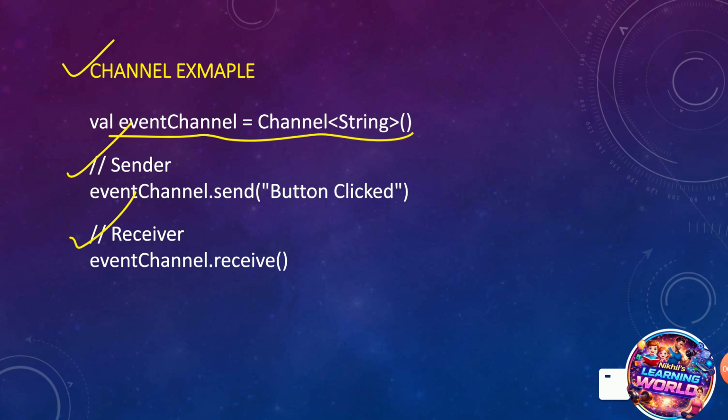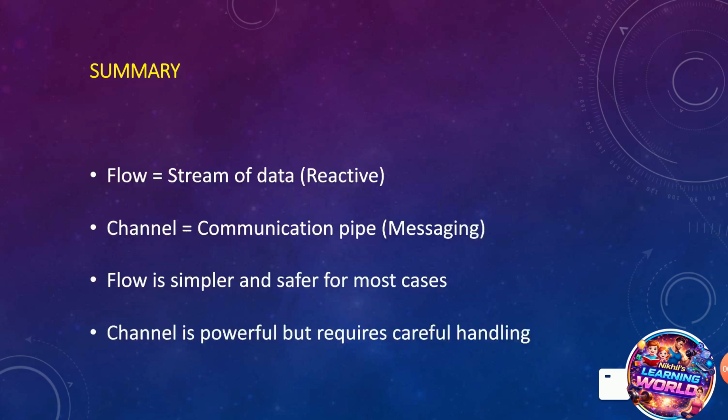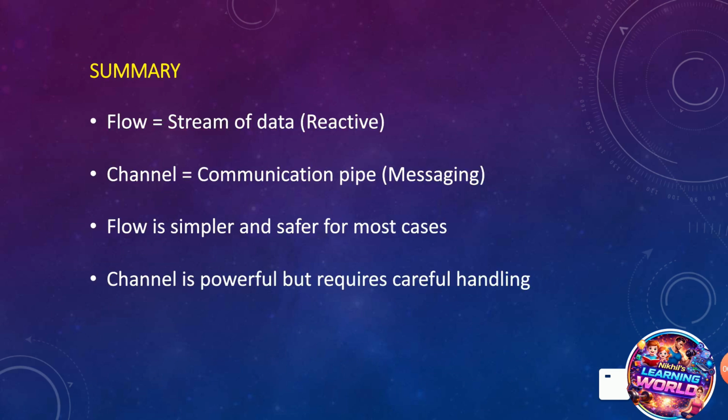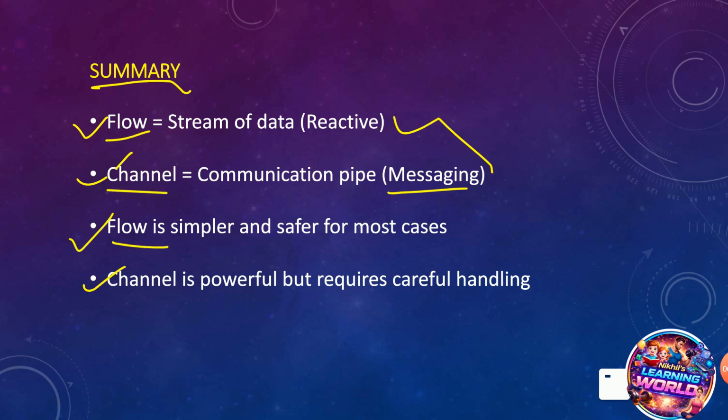So in this episode we have learned, or we can say the summary: Flow is a reactive stream of data, and Channel is a communication pipe, like when you're sending data or messaging. At that time communication is handled by using the Channel. Flow is simpler and safer for most cases, and Channel is powerful but requires careful handling. That is the main thing here. So hope you understand and get a clear idea on Flow and Channel in Kotlin.